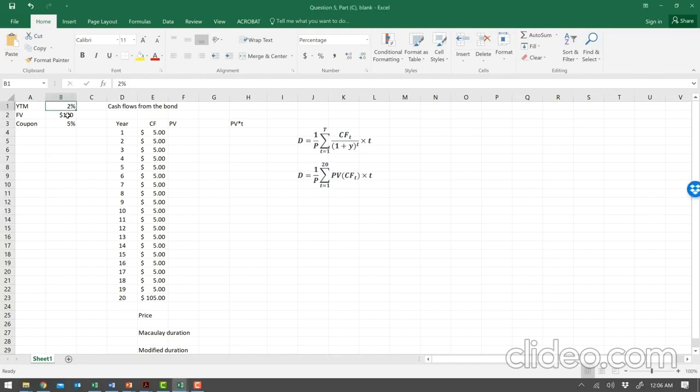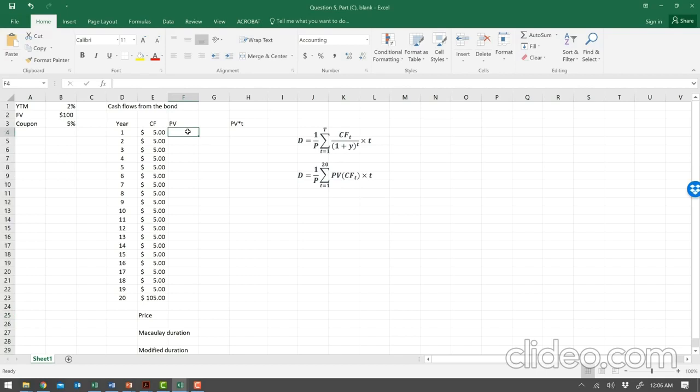In this Excel spreadsheet, I have put some basic information about this bond. The current YTM is 2%, face value is $100, coupon rate is 5%. This bond has 20 years to maturity, so each year it pays a $5 coupon up until year 20, when it pays the last final coupon of $5 plus the face value of 100. The first step is to compute the price of the bond, because if you look at the definition of Macaulay duration, we need to know the price of the bond to compute the duration.